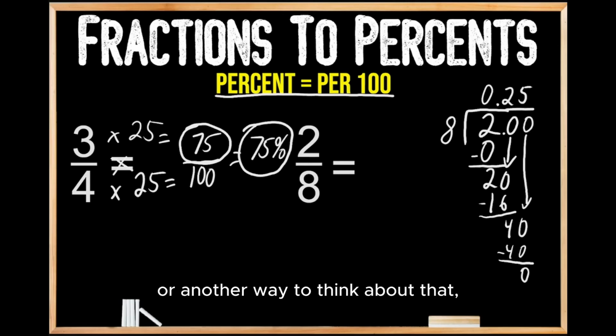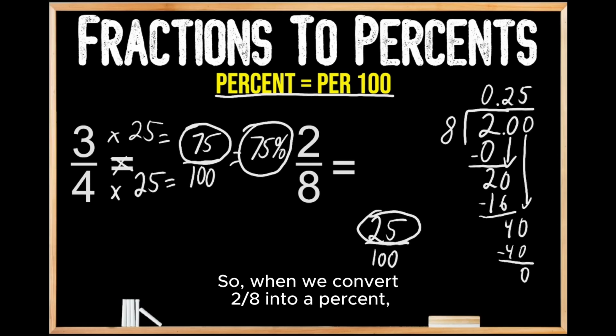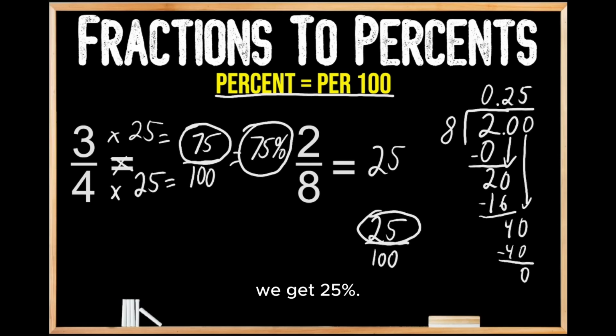Or another way to think about that is that it's 25 per 100. So for our percent, we're going to have 25%. When we convert 2 eighths into a percent, we get 25%.